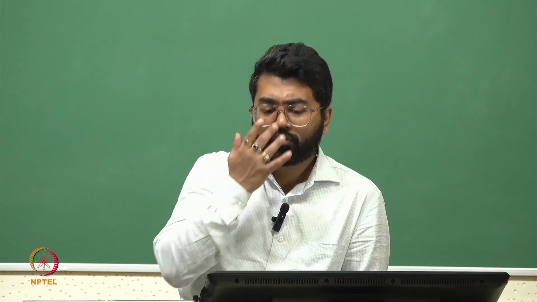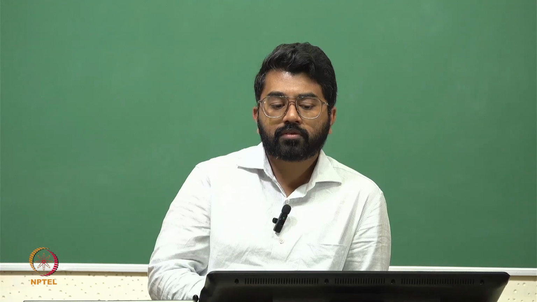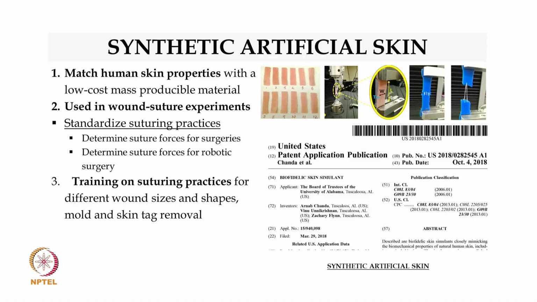So having this kind of background in mind, we developed this artificial skin simulant, right? What you're looking at on the right top is a set of human skin samples, which we have tested first. That is step one of development of any artificial tissue or tissue simulants: you look at the real tissue, right?